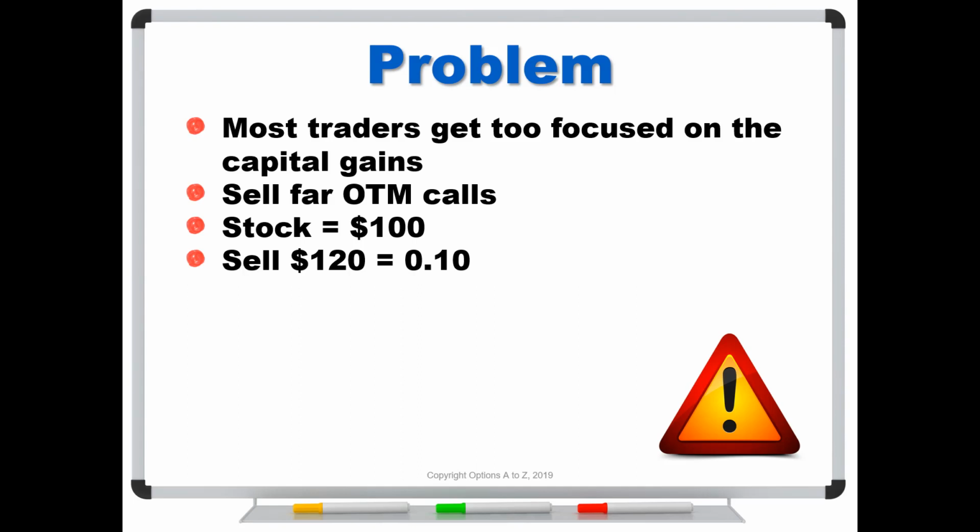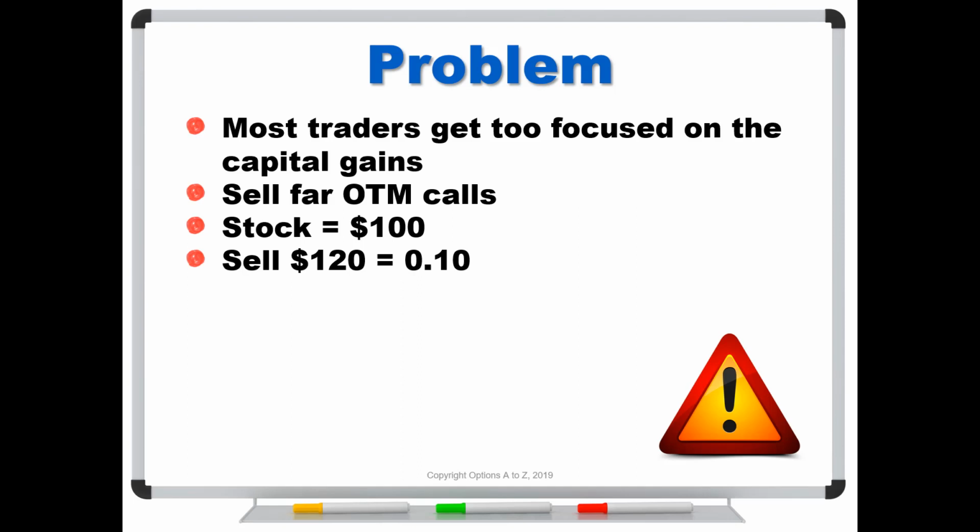But they seem to lose sight of that. And what they do is they want to sell these far out of the money options so that they have a very low chance of getting assigned. And that's fine, but don't sell it for just 10 cents. Because now you are sealing off all of your upside potential in exchange for only 10 cents.